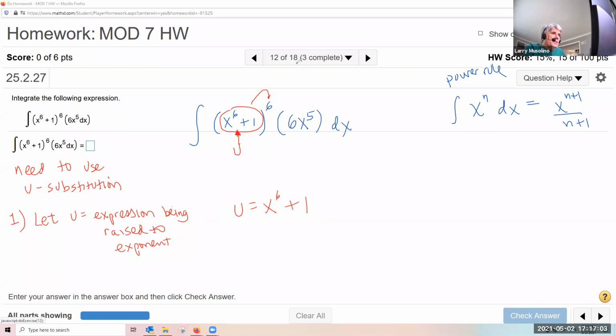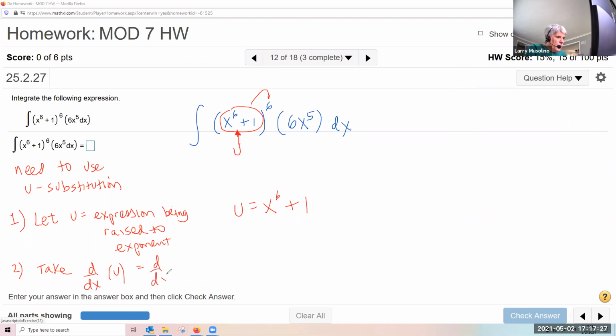All right, let me go to step 2. Step 2 says take the derivative of this U expression. And you might say, well, why are we taking the derivative? This is an integral problem. Well, for this method, we need the derivative. I'll show you why in just a second. So step 2 is take the derivative of this U expression. Well, this is going to be the derivative of x to the 6 plus 1.